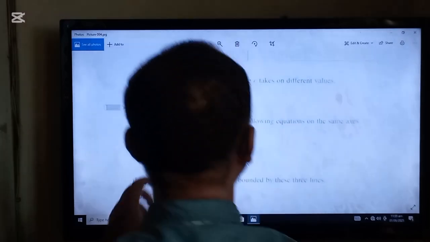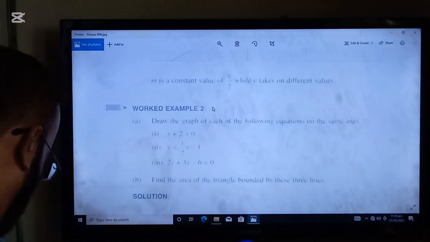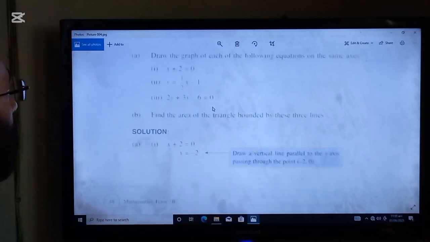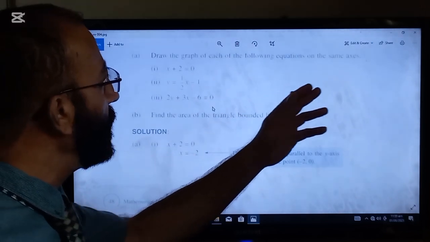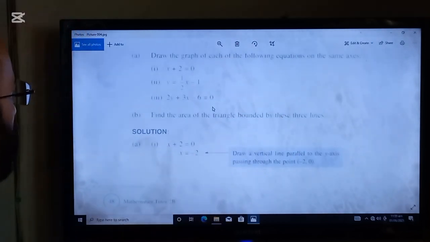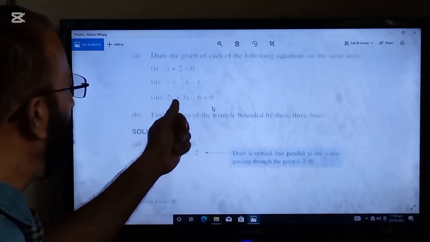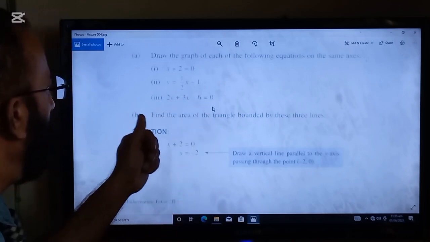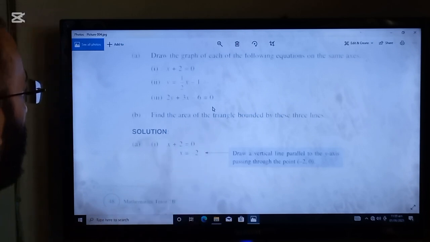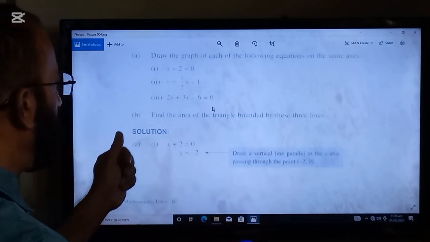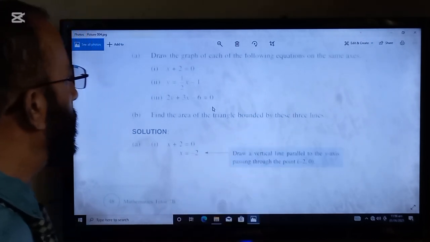M is a constant value of 1 by 2, while C takes on different values. Okay, here is another question. Draw the graphs of each of the following equations on the same axis: x plus 2 is equal to 0, y is equal to 1 by 2x minus 1, and 2y plus 3x minus 6 is equal to 0. And the second requirement is to find the area of the triangle bounded by these three lines.